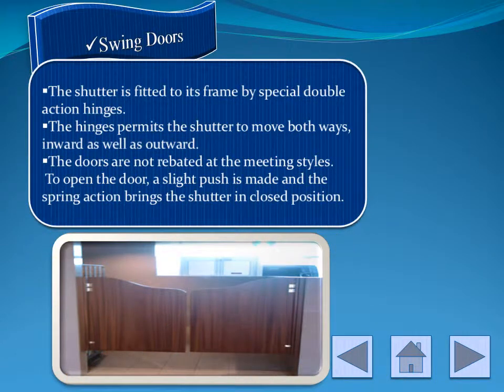As you can see, we have the diagram of the swing doors. The shutter is fitted to its frames by special double action hinges, whereby you just have to push it, it will open itself and it will come back to its normal position, right from its initial position. The hinge permits the shutter to move both ways, inward as well as outward. The doors are not rigid at the mating side. When the door is opened, a slight push is made and the spring action brings the shutter to the closed position.